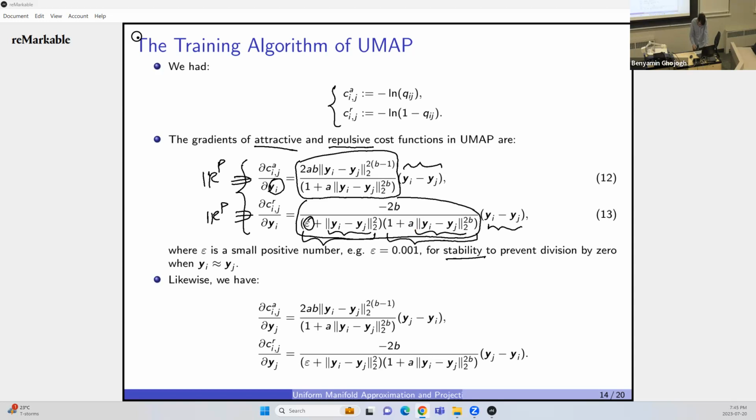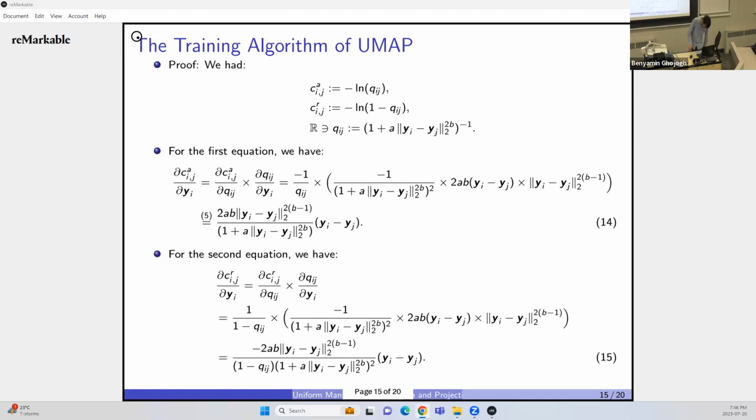And now, let me think here. Oh, okay. What is the difference between these two equations and these? Here, these are derivatives of these Cij, A and R, with respect to yi, but these are with respect to yj. Well, the only difference is that here I have yi minus yj. For example, here I have yj minus yi, right? You can see that. Okay.